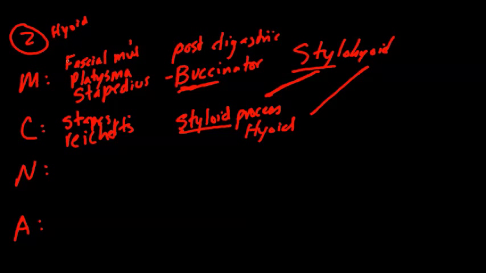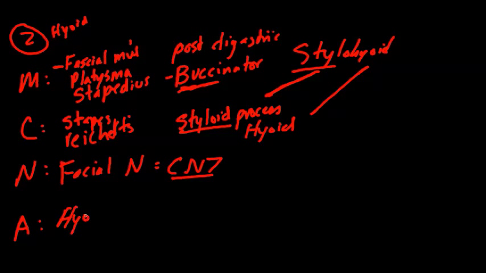Nerves. Easy one. All the facial muscles. Every facial muscle that is going to be used to control the face. So we're thinking facial nerve, cranial nerve 7. So a facial nerve will be derived from the hyoid arch. Also, we've got the hyoid artery. Pretty easy. See a trend here. Hyoid, hyoid, hyoid. Lots of hyoids.